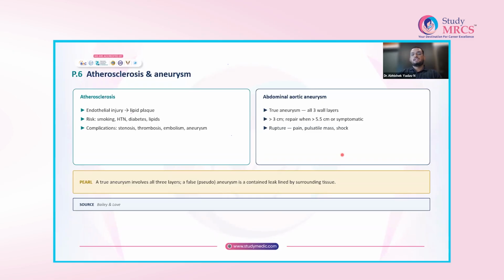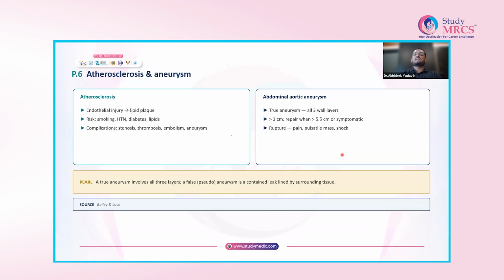Atherosclerosis most of the time follows Virchow's triad, where there is endothelial injury, followed by venous stasis, as well as a hypercoagulable state. All this will lead to formation of the thrombus or the plaque. That's called atherosclerosis. The risk factors for development of atherosclerosis are smoking, which is the highest risk factor, hypertension, diabetes, and hyperlipidemia.